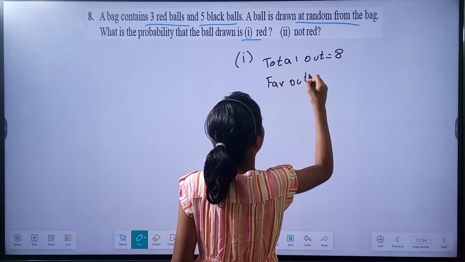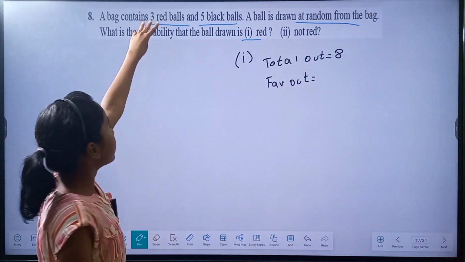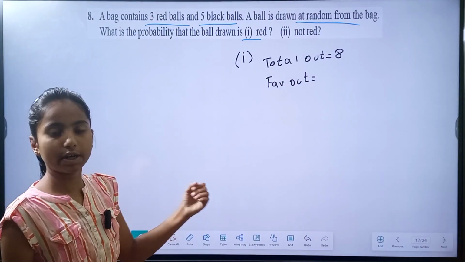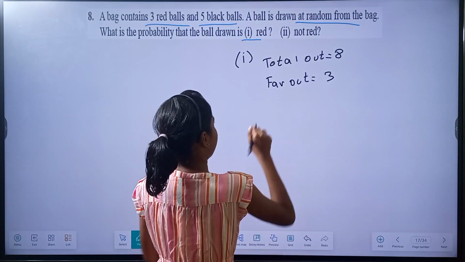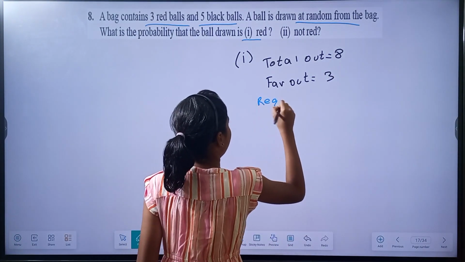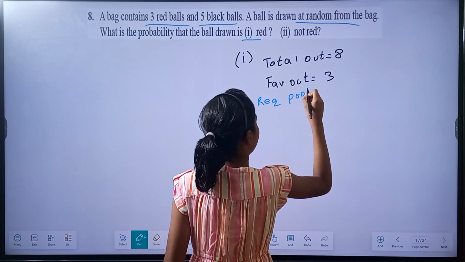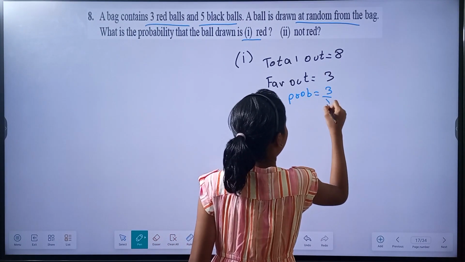Favorable outcomes are taking out a red ball. There are three red balls. Taking out one red ball at random is three ways. So the required probability equal to 3 by 8.